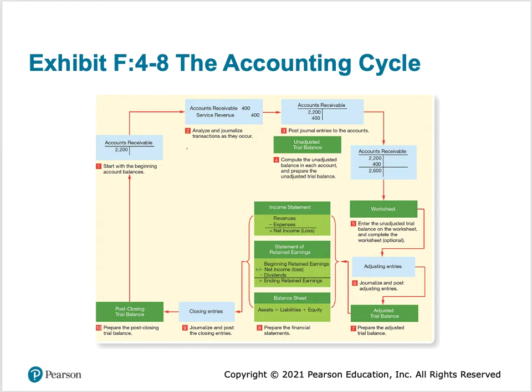Then, throughout the period, we're going to analyze and journalize transactions as they occur. And so that's what we did in chapters 1 and 2. And we post those journal entries to their accounts. So again, that's what we were doing. And we'll have an unadjusted trial balance. And so Part 4 is saying compute the unadjusted balance in each account and prepare an unadjusted trial balance.